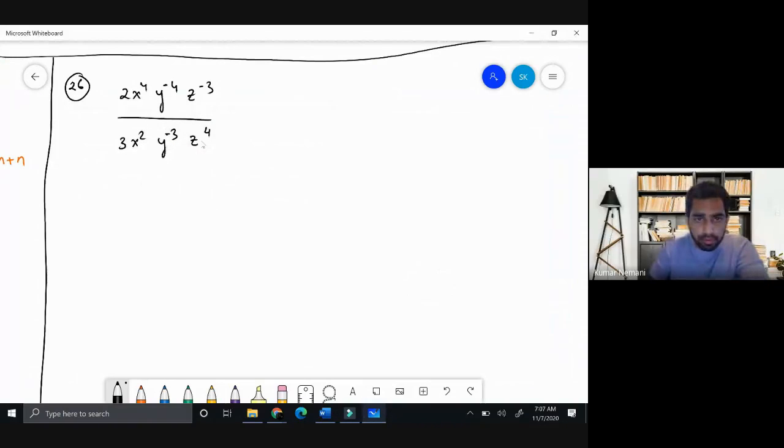So to solve this problem, we have to bifurcate all the x terms, y terms, and z terms separately. So I'm going to write the same equation, but in a different fashion: 2 over 3 is multiplied with x power 4 divided by x square, y power negative 4, z power negative 3 divided by z power 4. This makes my work very simple to solve these kinds of problems.